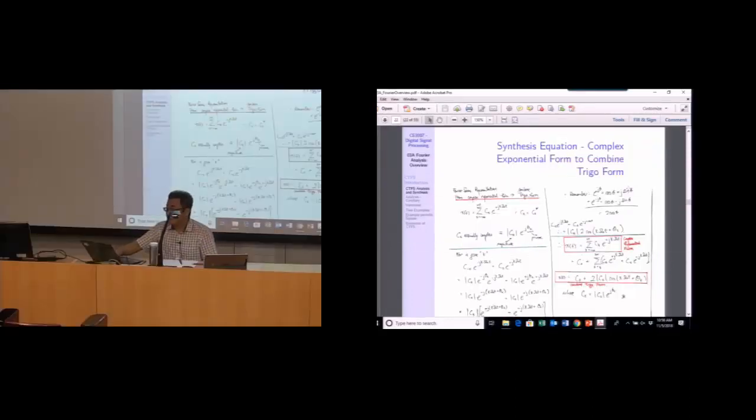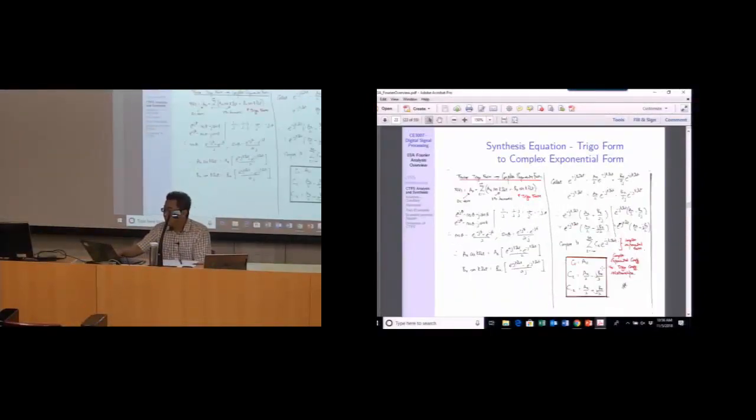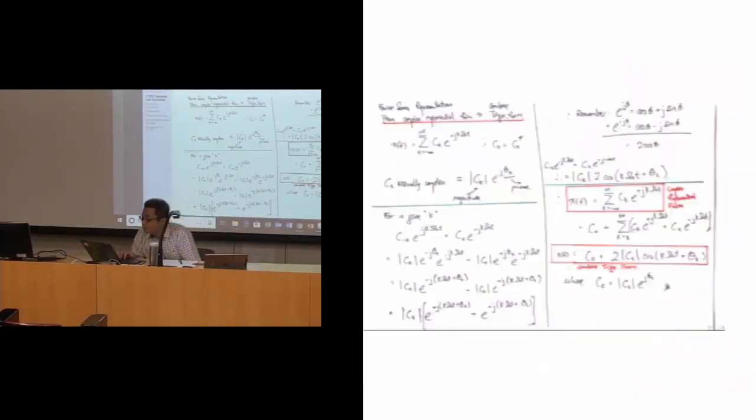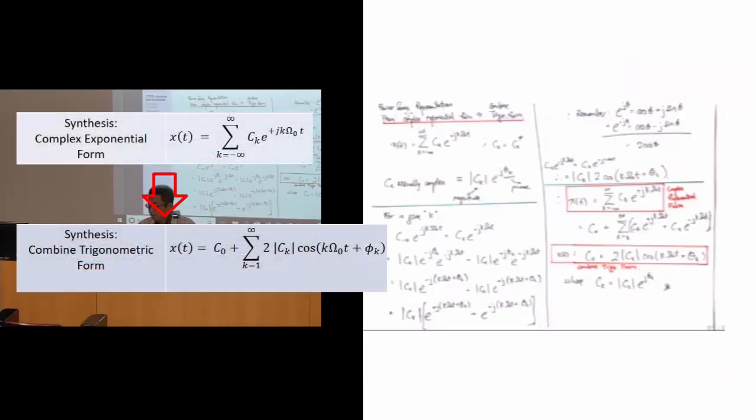Now, to prove this, we'll give you two figures in these two appendixes, and I will only briefly touch on the general idea. In this figure, we go from the complex exponential form to the combined trigonometric form.